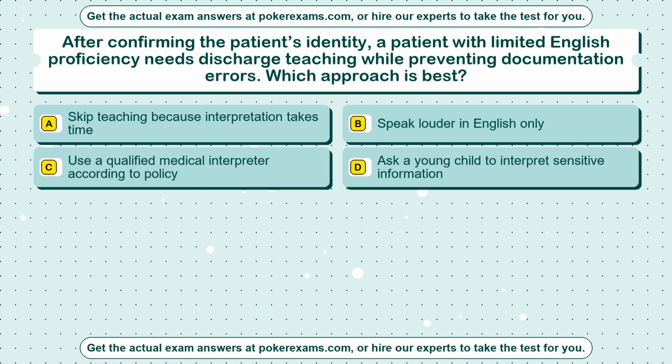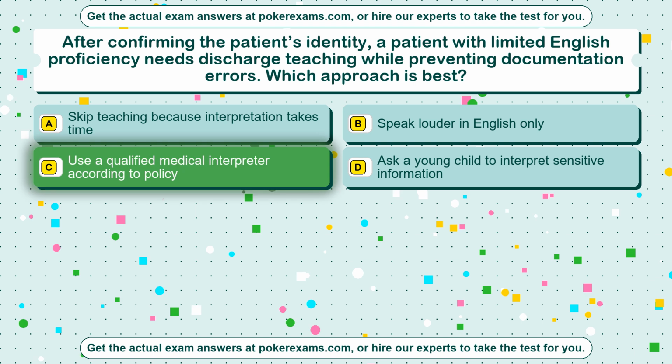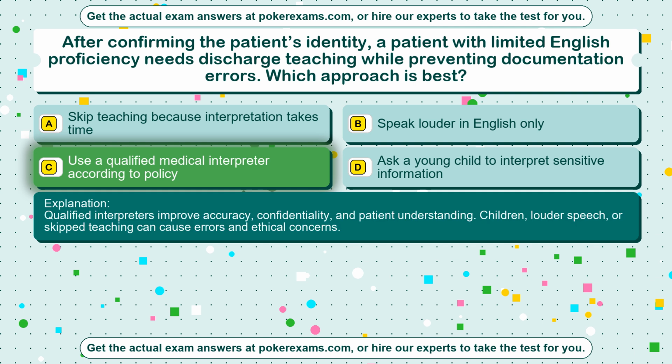Question 83. After confirming the patient's identity, a patient with limited English proficiency needs discharge teaching while preventing documentation errors. Which approach is best? Option A. Skip teaching because interpretation takes time. Option B. Speak louder in English only. Option C. Use a qualified medical interpreter according to policy. Option D. Ask a young child to interpret sensitive information. The correct answer is option C. Use a qualified medical interpreter according to policy. Qualified interpreters improve accuracy, confidentiality, and patient understanding. Children, louder speech, or skipped teaching can cause errors and ethical concerns.